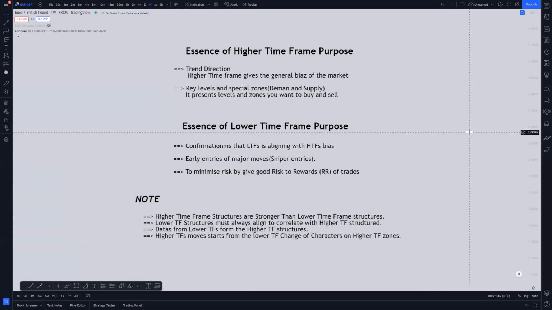So let's say maybe you just started an impulsive move of a higher time frame. That simply means that you are going to be bullish oriented, looking for more buys than sells in the long run. So the essence of higher time frame is to provide the general direction of the market. Like I said, higher time frame gives the general bias of the market. Then secondly, key levels and special zones, that is demand and supply.